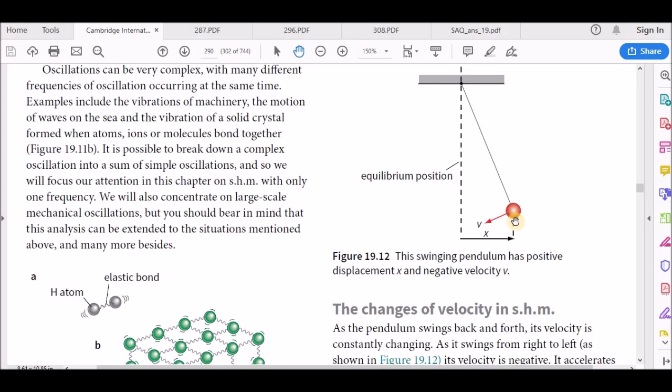Now over here in this example, what is happening is it's moving to the left, but it is on the right side of the equilibrium position. So over here the displacement will decrease and the velocity will increase, because at the extreme end the velocity is 0, and then when it comes to the equilibrium position from the extreme end, we learned previously that the velocity is increasing because it's accelerating, the resultant force is increasing, displacement is decreasing.